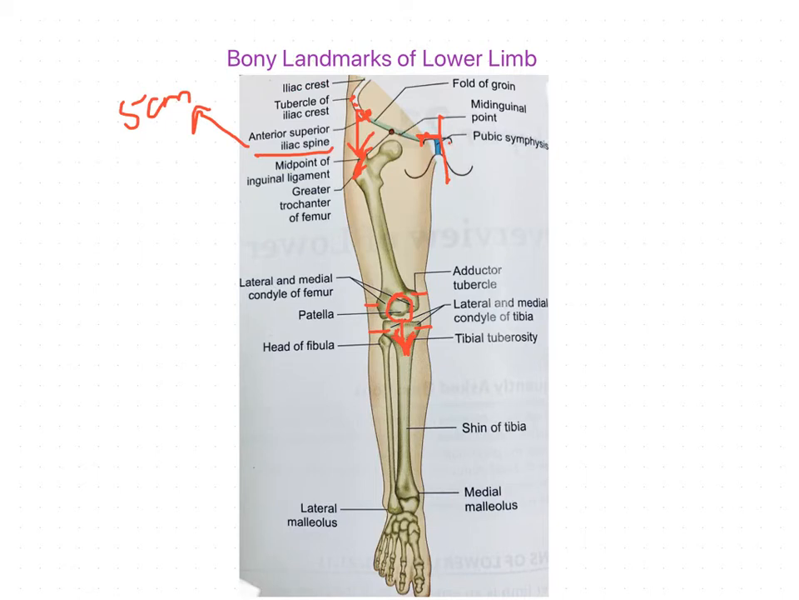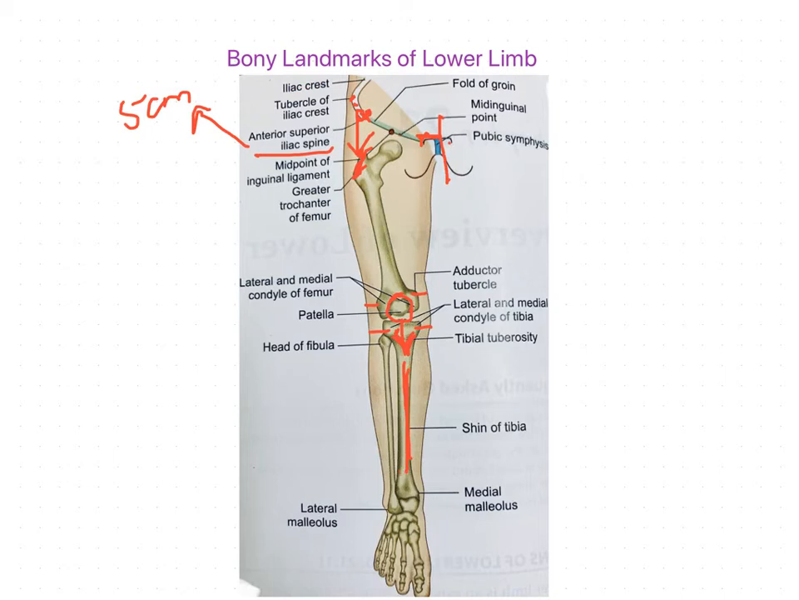Next one is the shin of tibia. So this is called the shin of tibia. It is the thin and sharp anterior border of the tibia, palpable almost through its extent. This is called the shin of tibia.